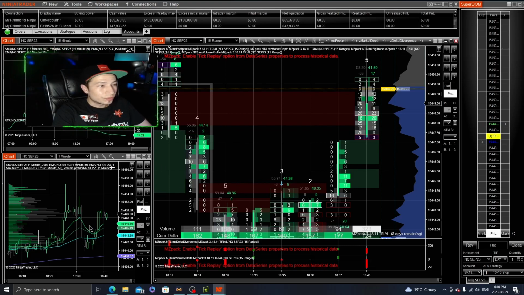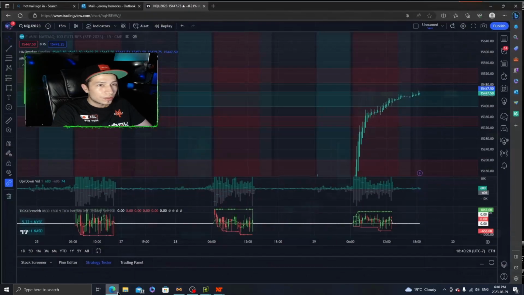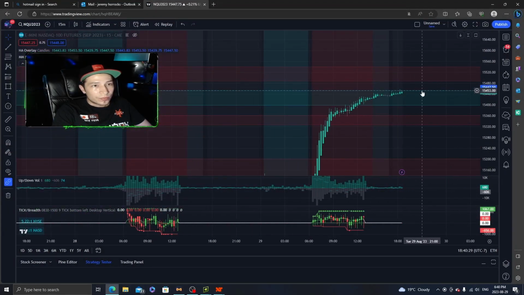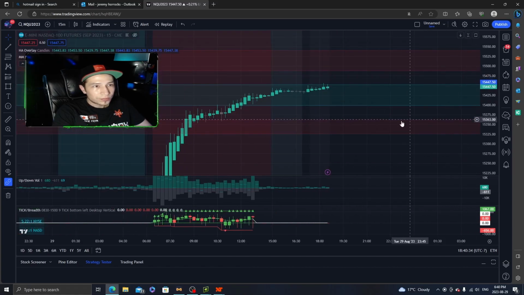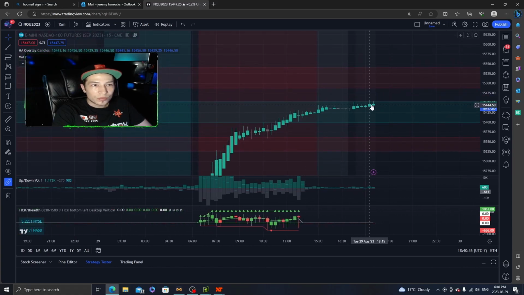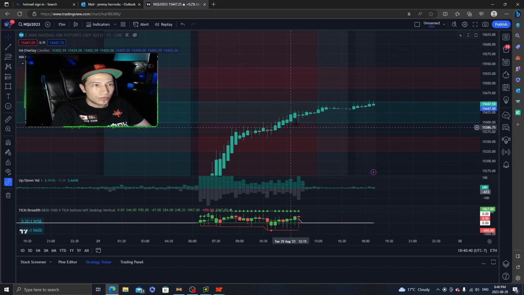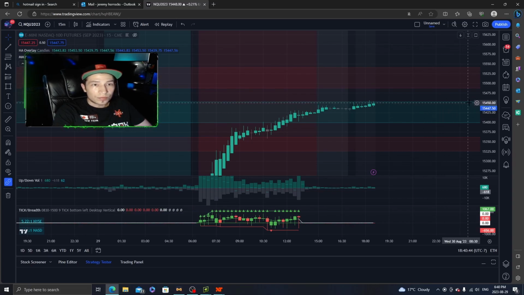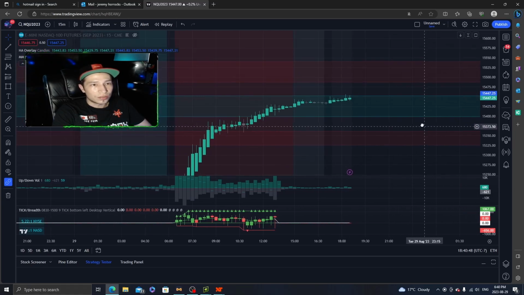So this would be a really good place to be looking for a short, because buyers are getting exhausted and they just can't break through this level. So even though price is still moving up right now, even with all this volume coming in, we just can't push through this level. Okay, so there's a seller sitting here holding this price down, and they don't want it to break through.